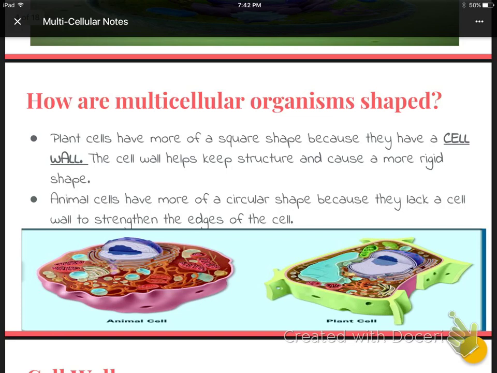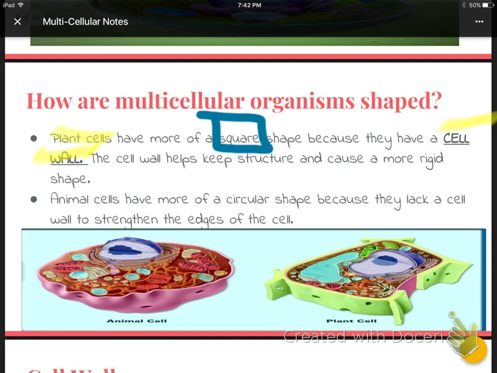So a big thing to know about the different types of animal and plant cells is that they are shaped completely differently because of one specific organelle. Plant cells, very important to know, have more of a square shape, okay? So instead of having a round shape, they are going to have a square shape. And this is because they have an organelle called a cell wall, okay? The cell wall's function is to keep structure and protect the stuff inside of the plant cell. So because it has this cell wall, this strong, rigid material, it's more of a square shape.